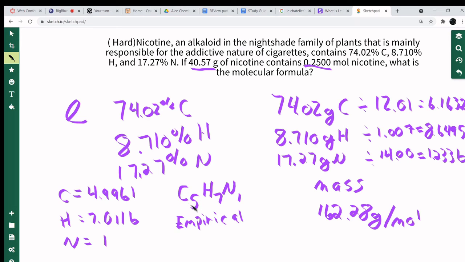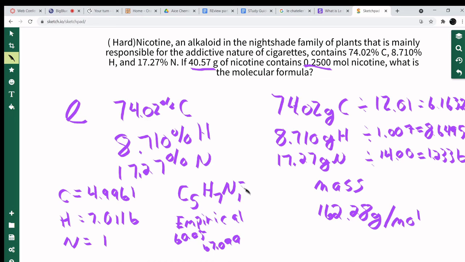Okay? So C5, 12.01 times 5. That's going to equal 60.05. 7 times 1.007 plus 60.05 is 67.099. Add to that 14 from the nitrogen, we have 81.099.